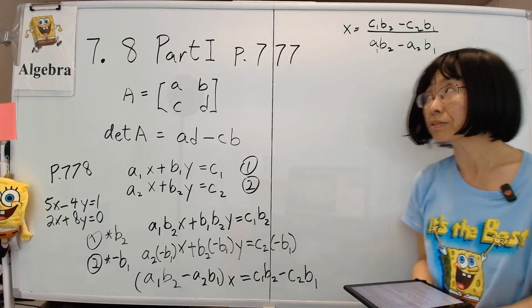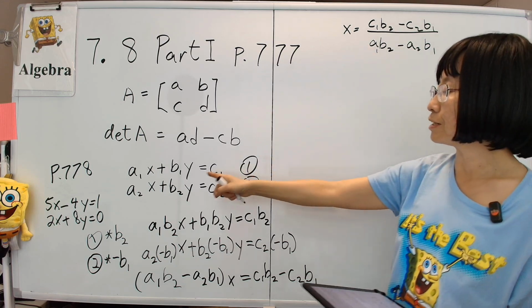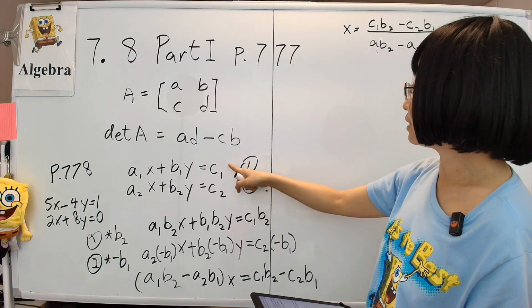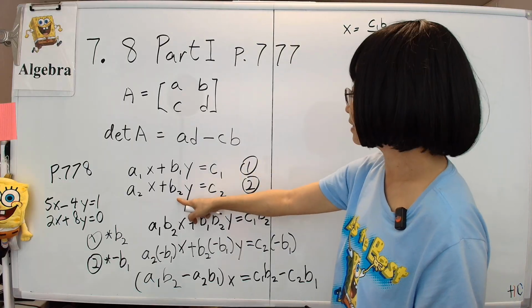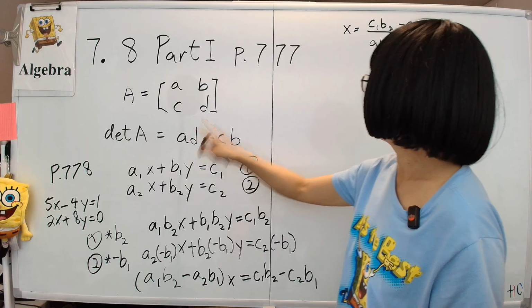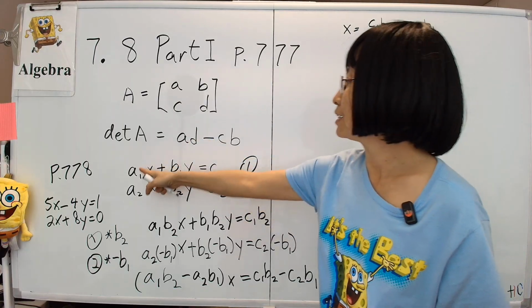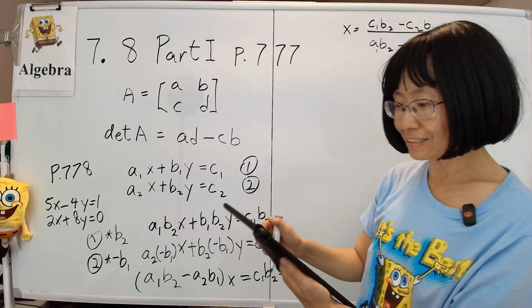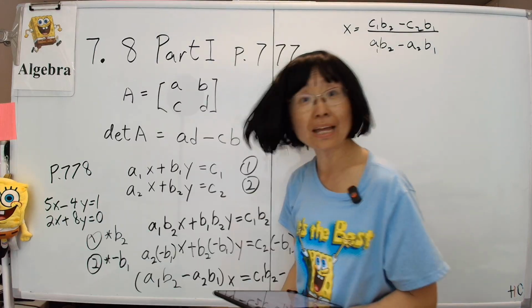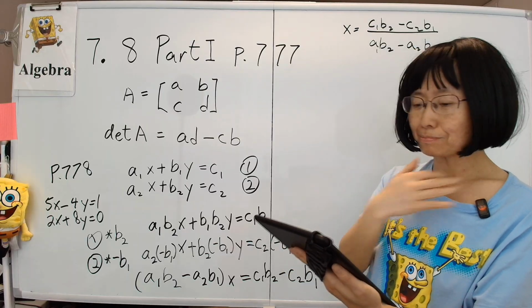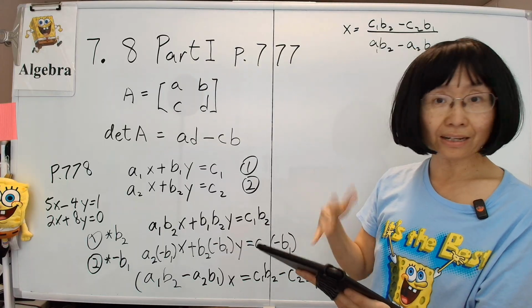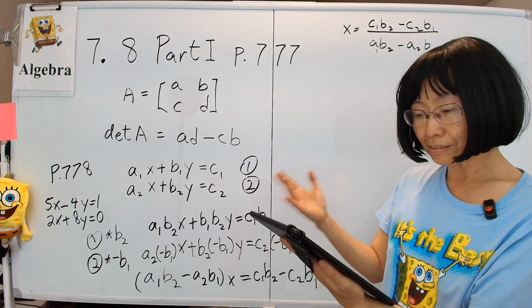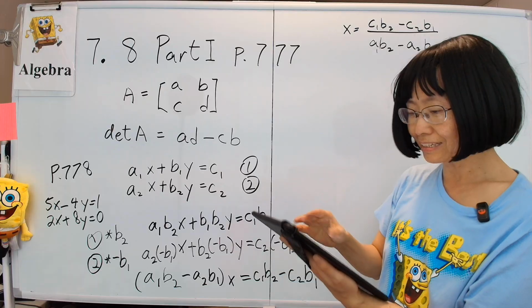And that is Cramer's rule. Cramer's rule says that to solve for x, you just do this. You take C1 times B2 minus C2 times B1, and divide the whole thing by A1 times B2 minus A2 times B1. This is Cramer's rule, which will come in very handy. Cramer's rule seems to be used quite often in the future, so it's extremely important to learn it. But there isn't really much to it. This is the entire Cramer's rule.